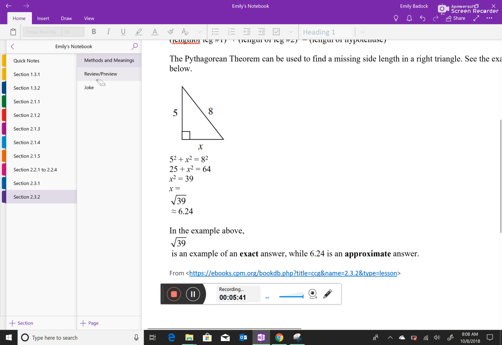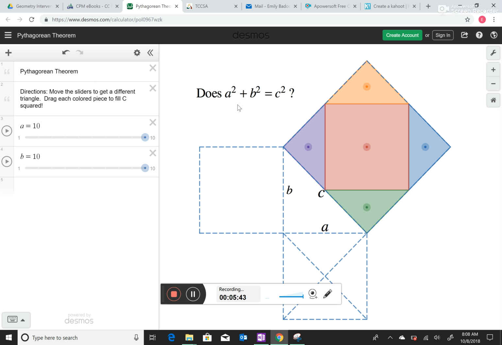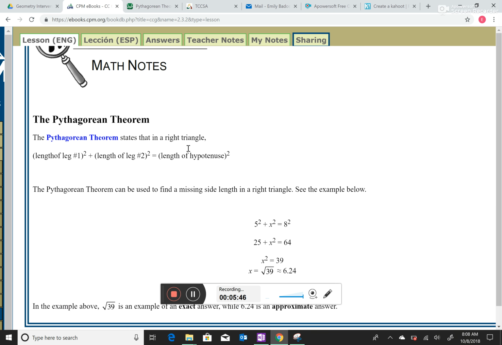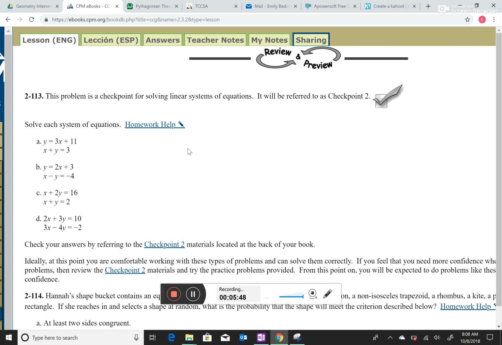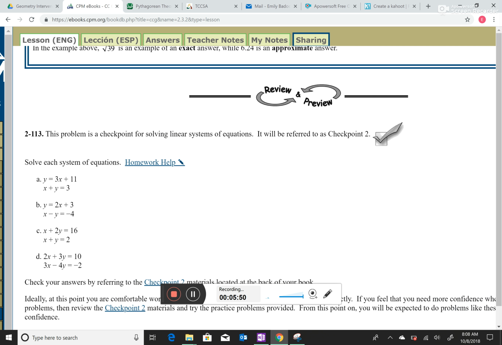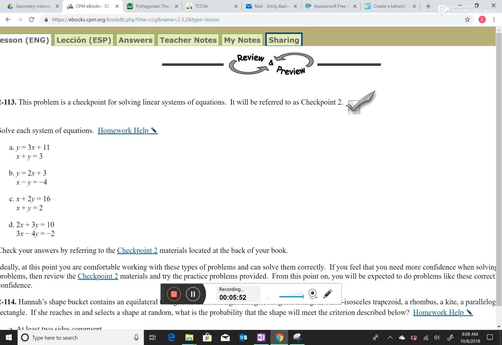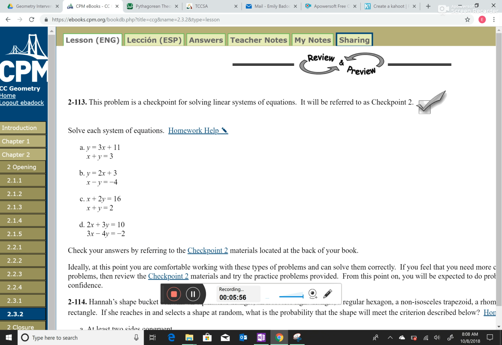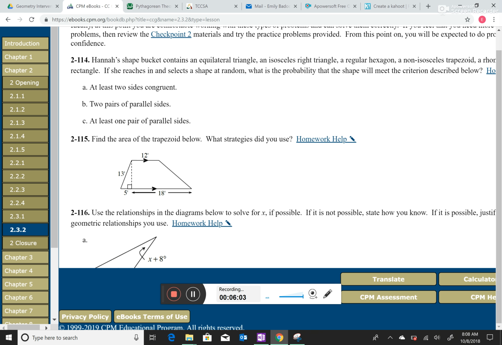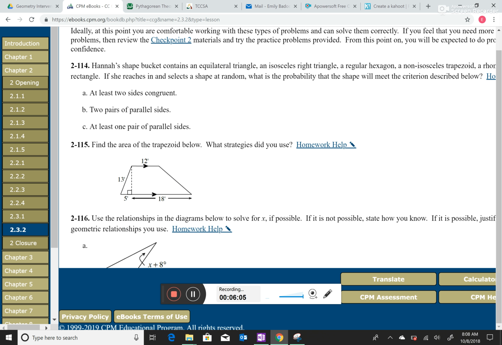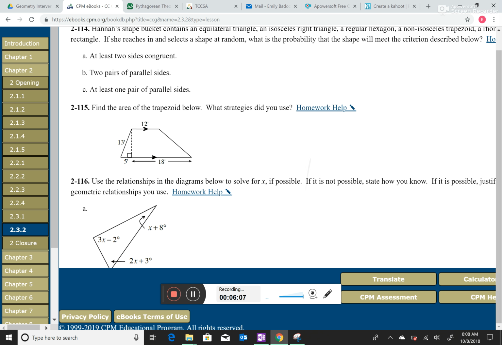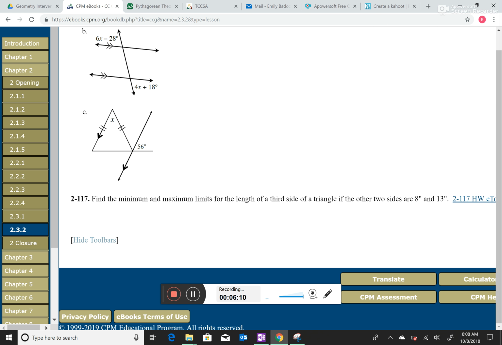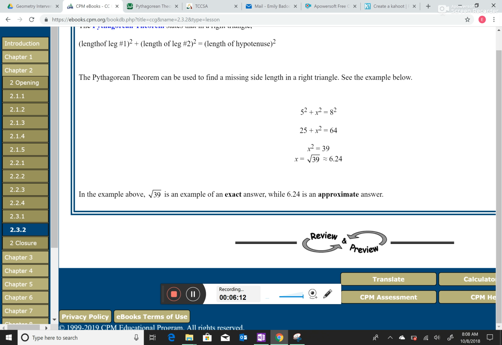Alrighty, for the review preview problems, I'm actually going to go back to the book really quick. I think you guys understand systems of equations. This will be on your team test. It'll also be on your individual test, so be ready for that. But based on the exit ticket and the homework quiz, I think you guys are pretty good on those. We will be doing 2-114 together, and then you guys will have 115, 116, and 117 to do on your exit ticket.